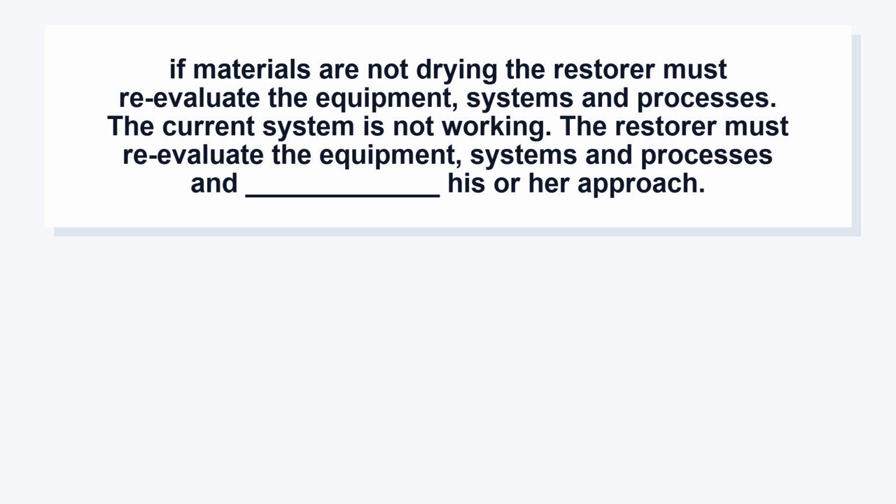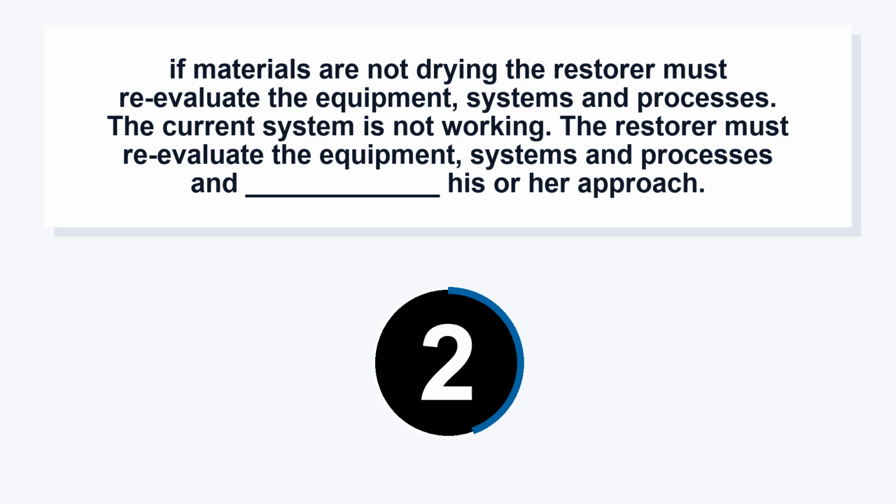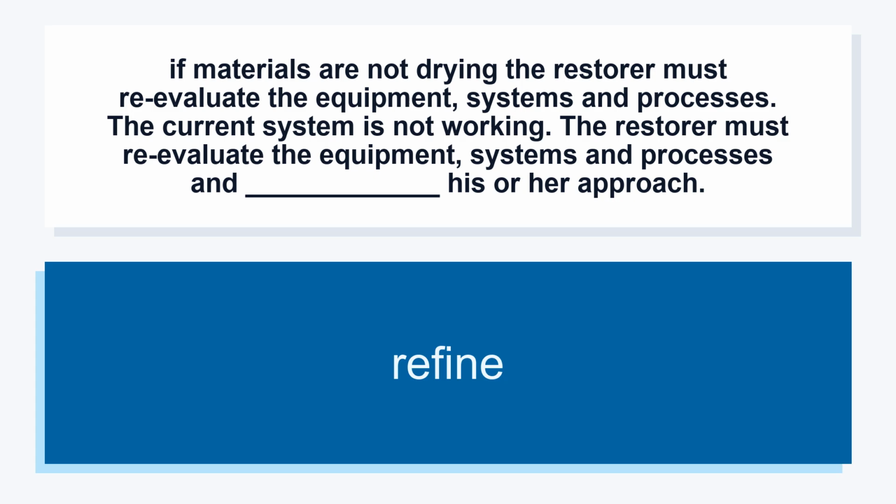If materials are not drying, the restorer must re-evaluate the equipment, systems and processes. The current system is not working. The restorer must re-evaluate the equipment, systems and processes and refine his or her approach.